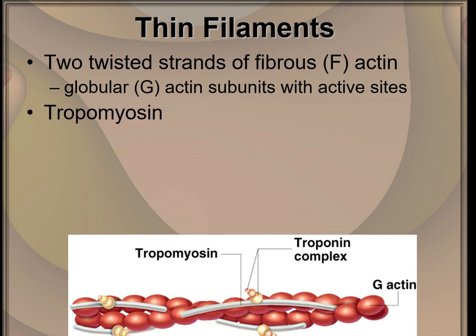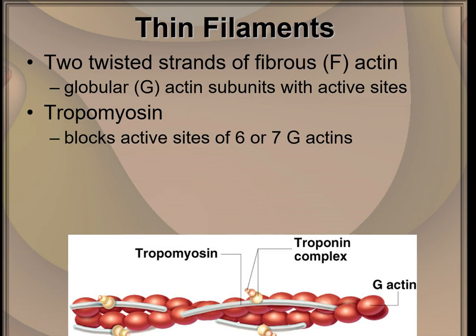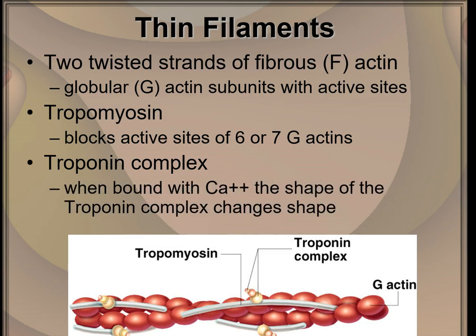Awesome. All right. So tropomyosin blocks the active sites for about 6 or 7 of these globular actins. It has troponin attached to it. We call it the troponin-tropomyosin complex. And when calcium binds to it, it changes shape. It exposes those active sites. So now the myosin head can bind to it. Okay? And that's essentially where contraction is going to start to take place. All right?